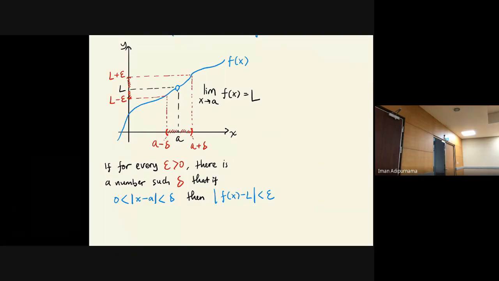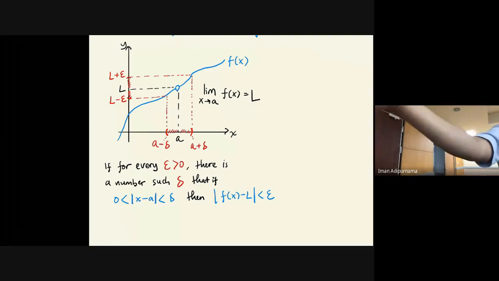So the problem will be: you have a function, you have the limit of the function, you have the number, and you need to prove that the limit is true. So how to prove that? Based on our definition, we need to relate this distance, x minus a, with delta, and relate f(x) minus L with epsilon.